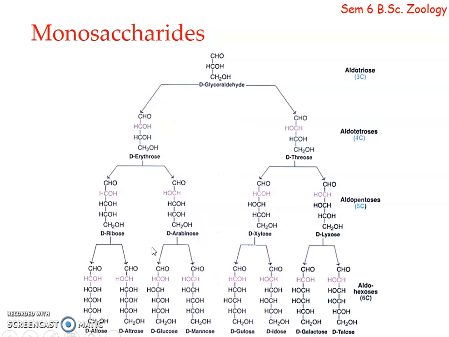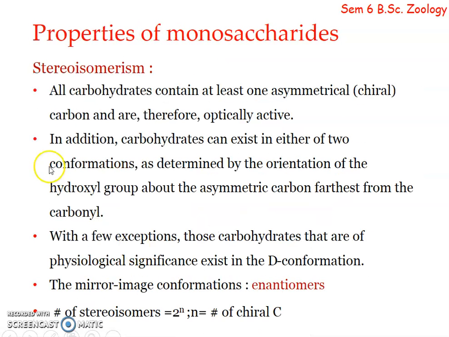So it is said that carbohydrates can exist in either of the two conformations. What are the two conformations? D conformation and L conformation. And how is it decided? It is decided by the orientation of the hydroxyl group on the asymmetric carbon farthest from the carbonyl group. I hope it is clear.